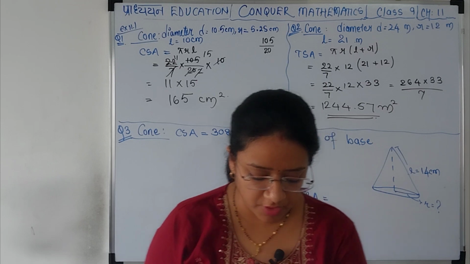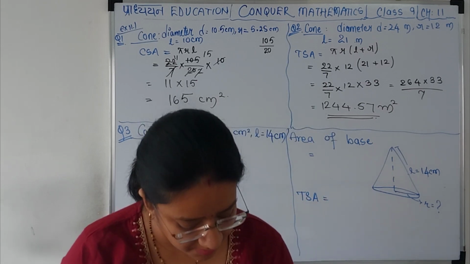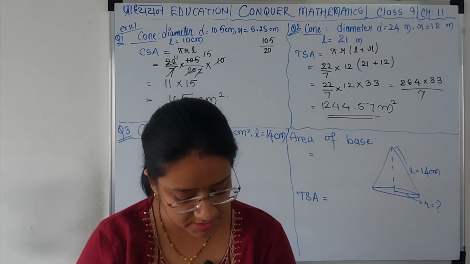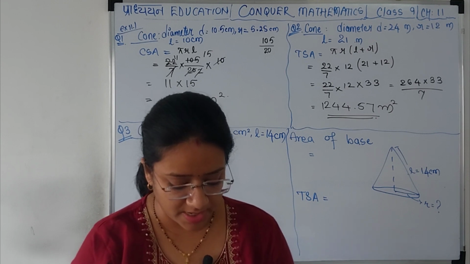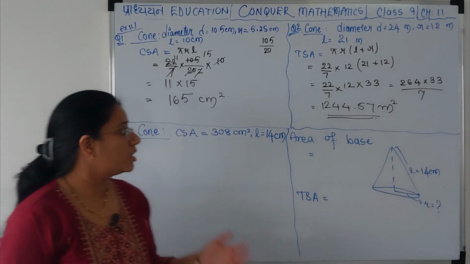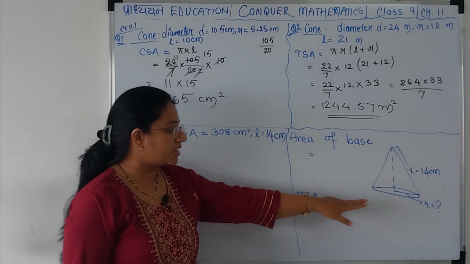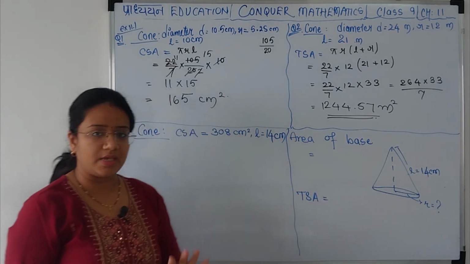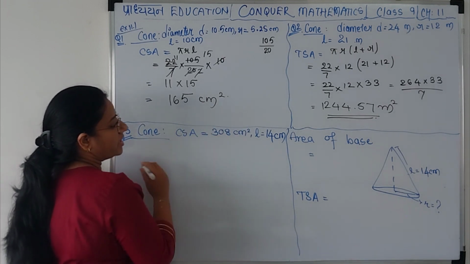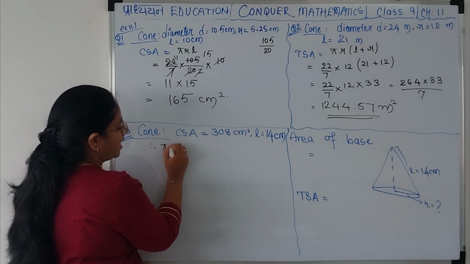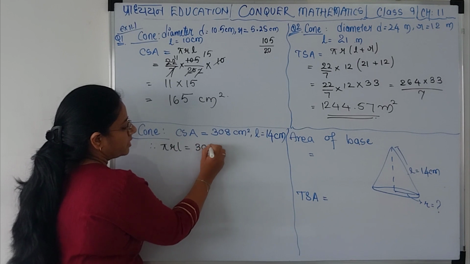Okay. Let's go ahead with question number 3 now. Curved surface area of a cone is 308 centimeters squared and its slant height is 14 centimeters. Find the radius and the total surface area of the cone. You are given the curved surface area and the slant height. You have to find the radius and total surface area. So if the curved surface area is this, you can say pi r l is 308.